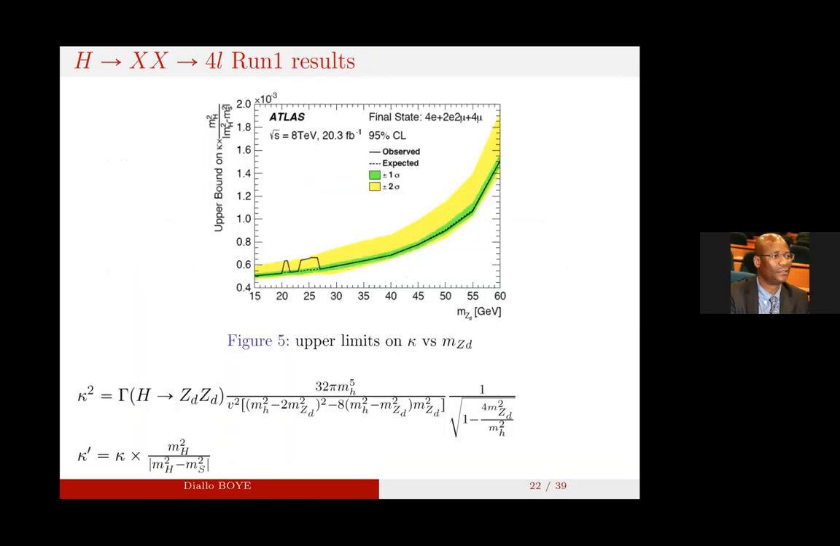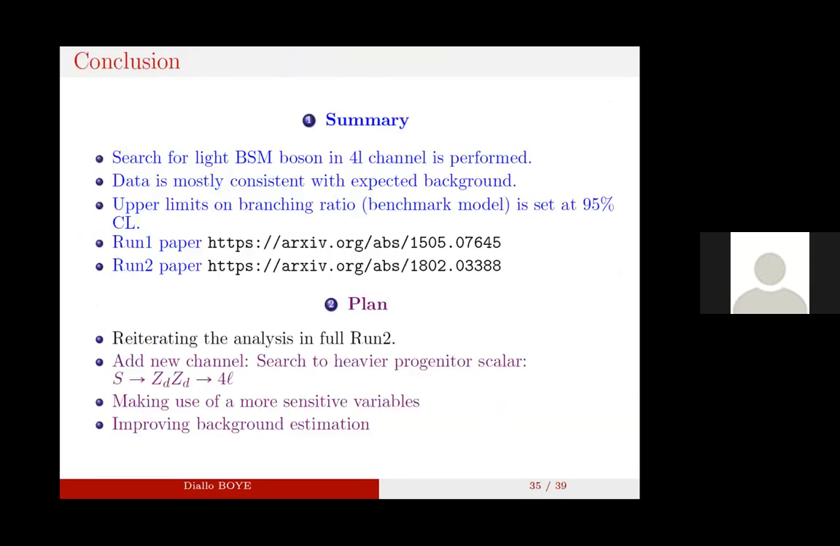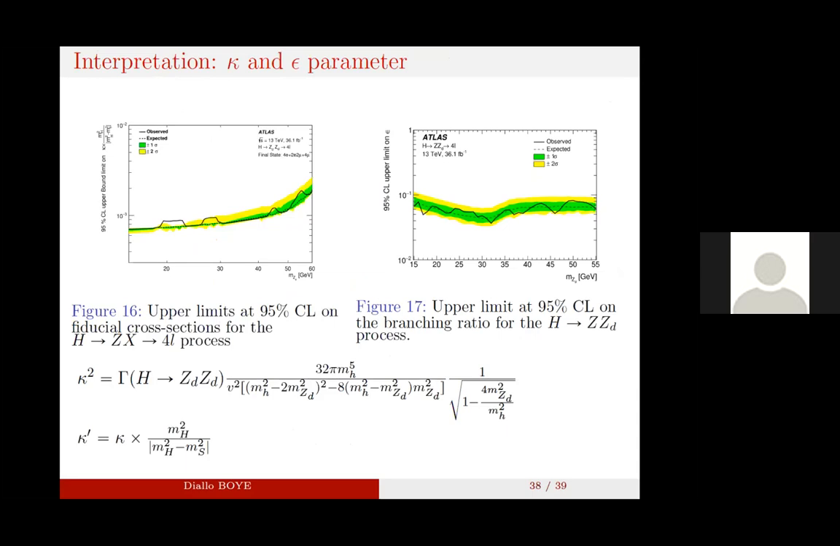No, he didn't have the limit on epsilon. Maybe epsilon is in the backup. Let me just check. Oh yeah, this here is epsilon, right? And this is run 2 epsilon. Epsilon is here for ZDAC. The limit of epsilon here is around 10^-1 or so, it's not competitive at all. The electroweak precision measurements are way lower here, somewhere very low.